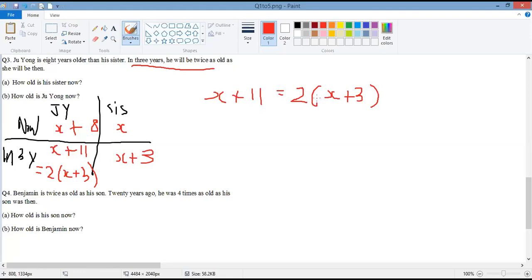This question is very important. If you compare question 3 with question 2, you can directly get the answer because it's just the sum of their ages. But this one, you have to get an equation. So make sure you understand the questions. Yes, anything, Mikil, you can type in the chat.